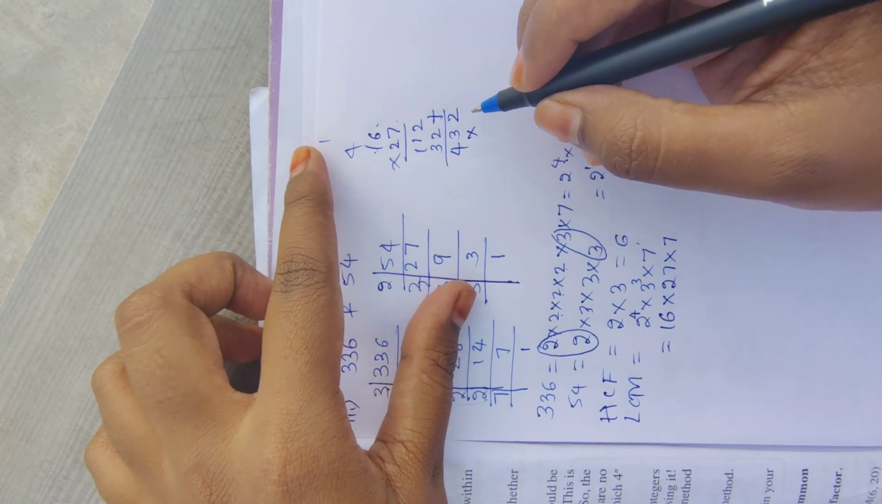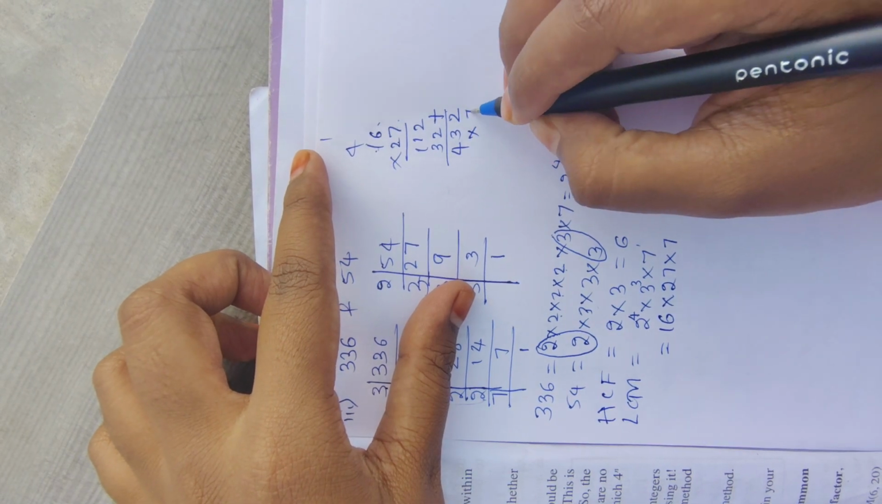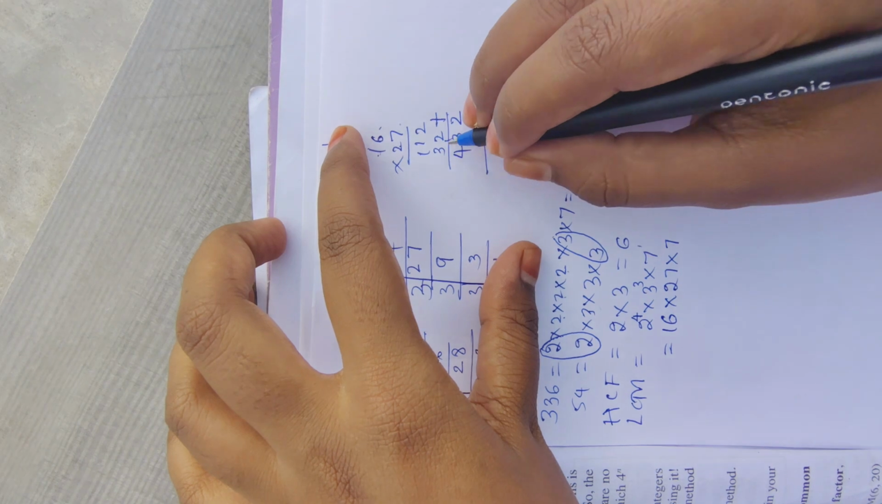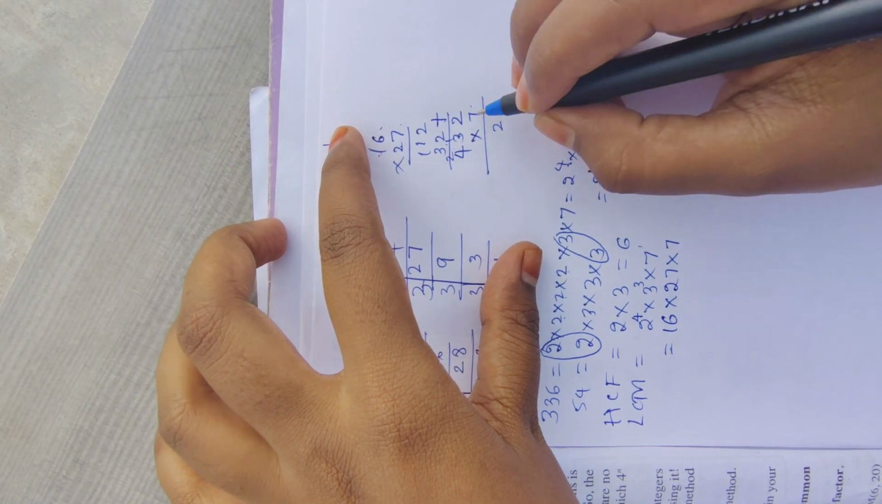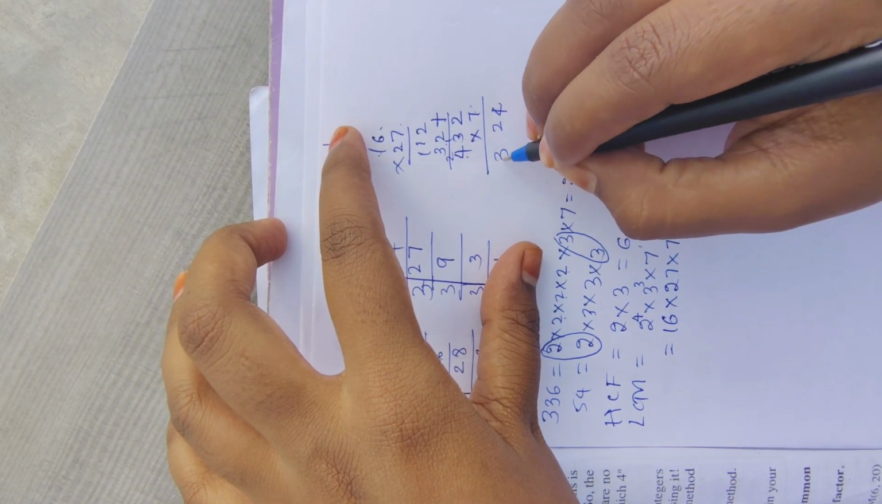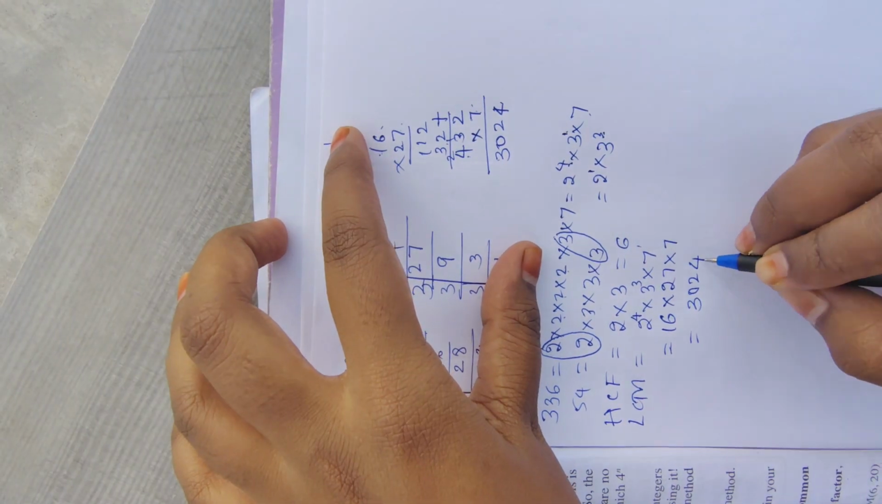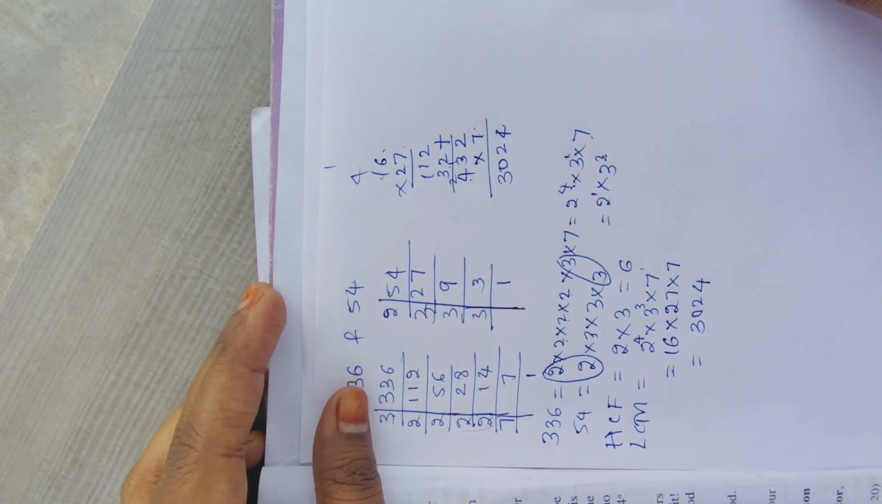Again you multiply that number with the 7. Okay. So 2 7s are 14, 7 3s are 21, 22, 7 4s are 28 and 30. We got the answer as 3024.